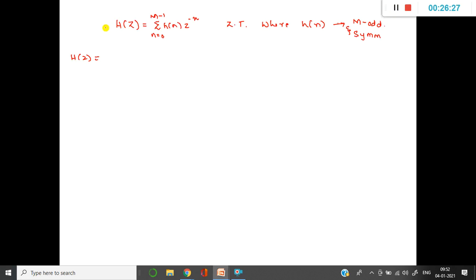So the fundamental definition of H(z) is given by this formula, where we are assuming h(n) is odd and symmetric. By expanding, I can write this as h(0) z to the power of minus 0, which is nothing but 1, plus h(1) z to the power of minus 1, h(2) z to the power of minus 2, and this continues. The last term could be h(M minus 1) z to the power of minus (M minus 1).